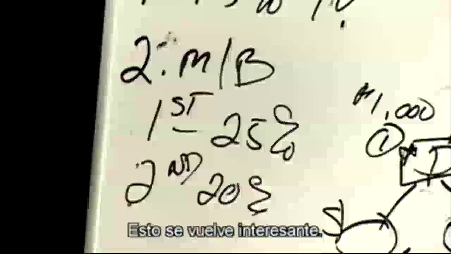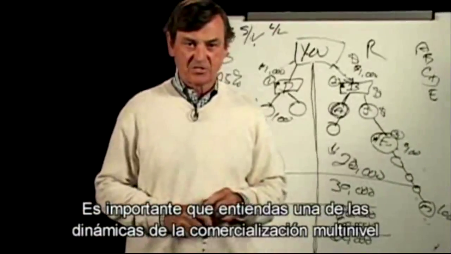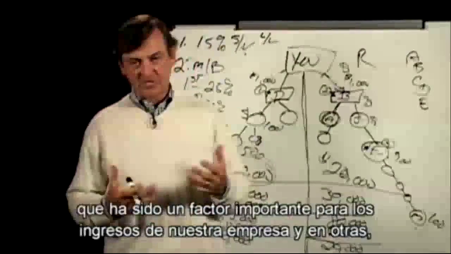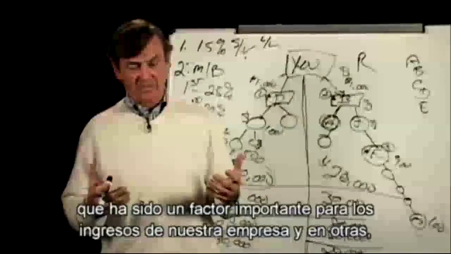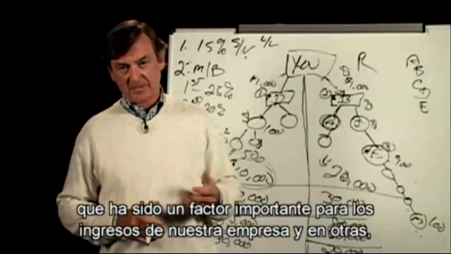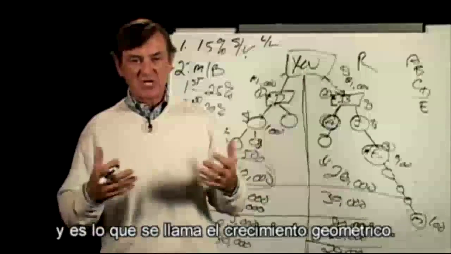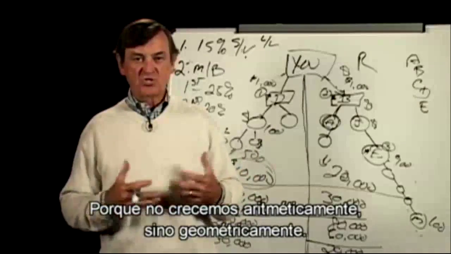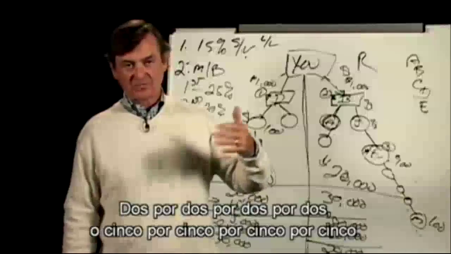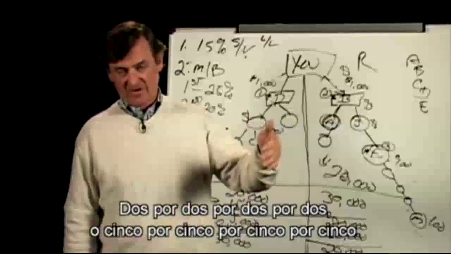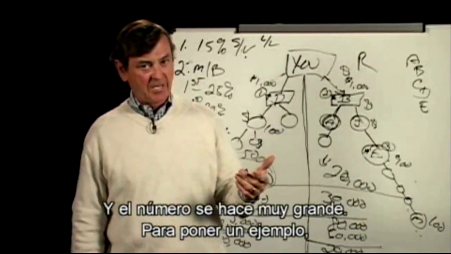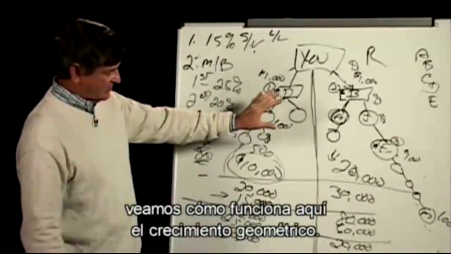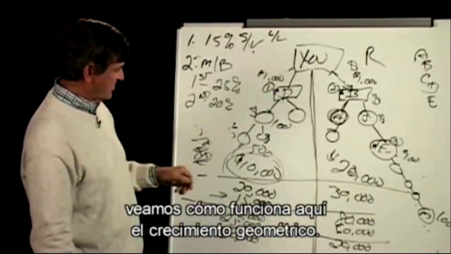Now, here's where it gets interesting, and I think it's important that you understand one of the dynamics within networking, I know that's been very powerful in a lot of earnings in our company and others, is what's called geometric growth. In other words, we don't grow arithmetically. We grow geometrically, meaning 2 times 2 times 2 times 2, or 5 times 5 times 5 times 5. And those numbers get big. Just to give you an example, let's show you just a minor touch of how the geometry works here.